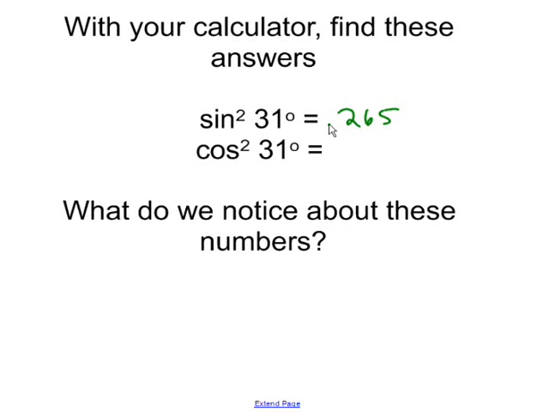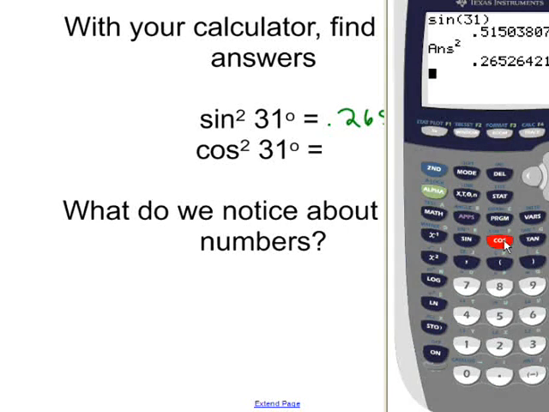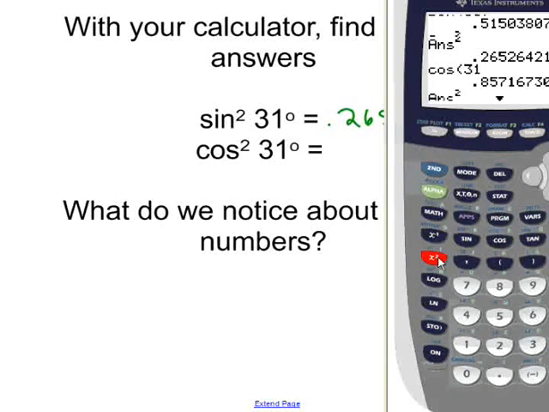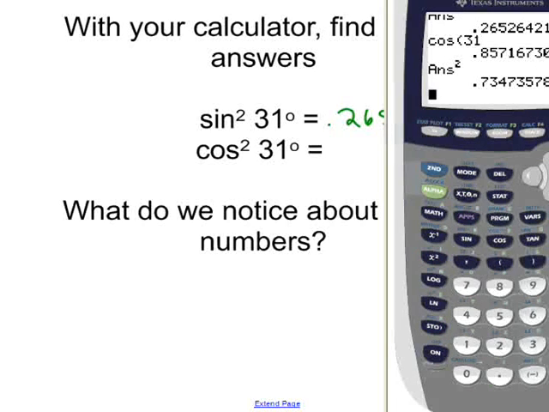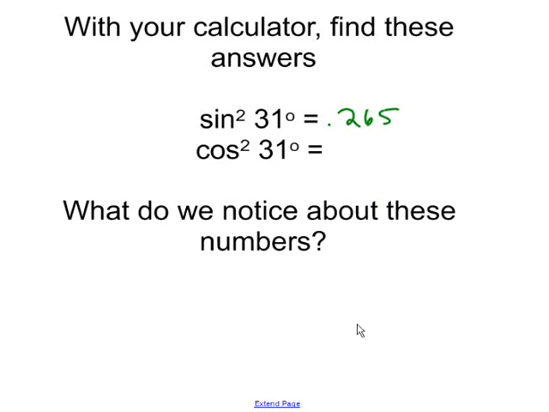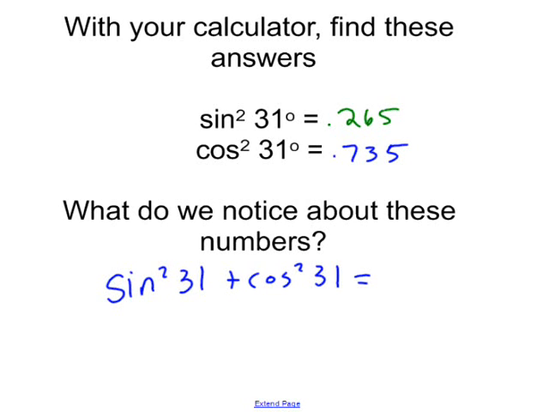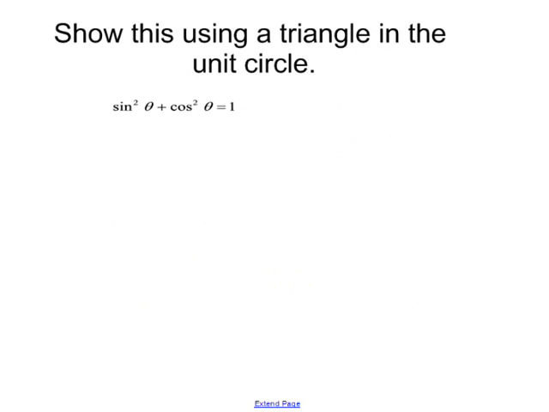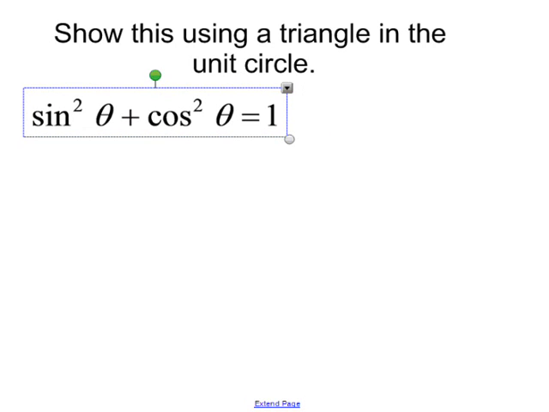And then if I do cosine of 31, I hit enter, and then I square that number, and I enter, I get 0.735. Now, if you look at this, if I do sine squared 31 plus cosine squared 31, what do I get? Hopefully you say 1. So we have showed that this is always 1. So our first Pythagorean identity is sine squared plus cosine squared equals 1.